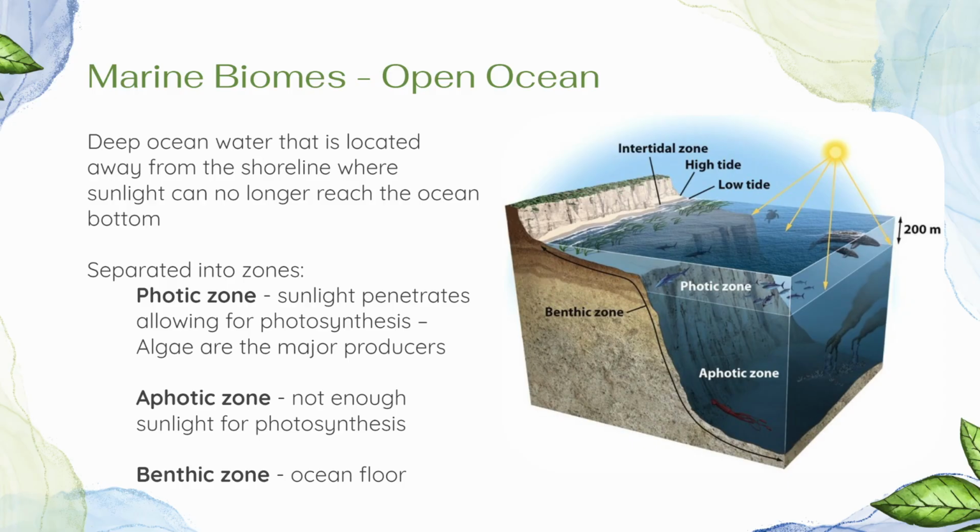Finally, we have the open ocean. This is the deep ocean water that is located away from the shoreline. It's separated into different zones based on how much light they get. The photic zone is where the sunlight penetrates, which allows for photosynthesis by algae, the major producers in this biome. The aphotic zone is the deep water that does not receive enough sunlight for photosynthesis. The benthic zone is the ocean floor.